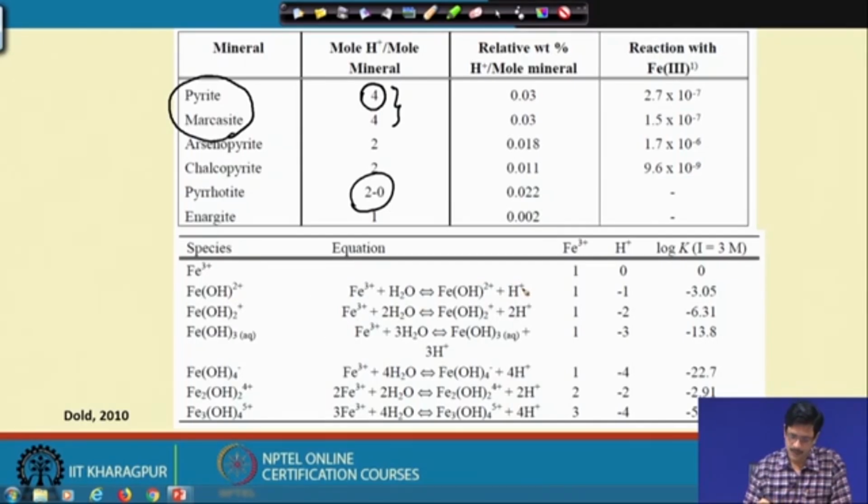FeOH 2 plus is 1, and with Fe3 plus it depends on the concentration of iron and the nature of the molecule and the availability of water. It also releases 2 moles of hydrogen ion, and in this case 3 moles of hydrogen ion, and we see Fe(OH)4 plus. So they are generating different amounts of H plus ions, different molalities of the H plus ions.